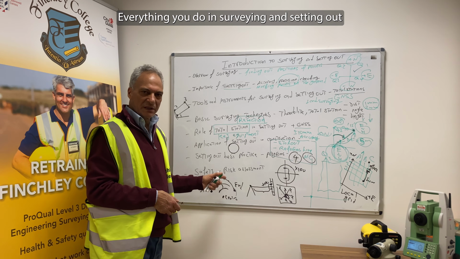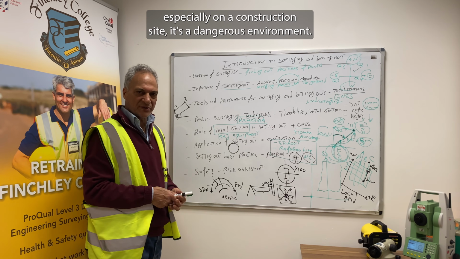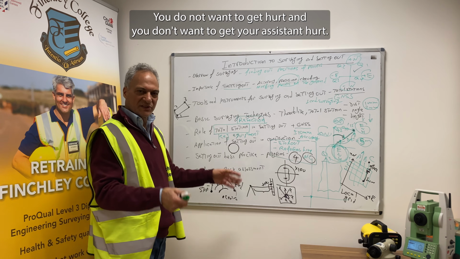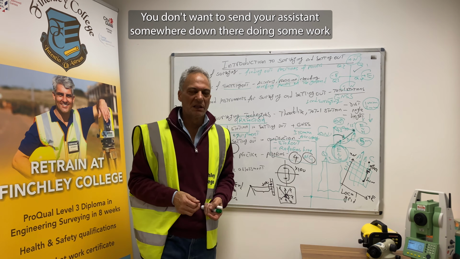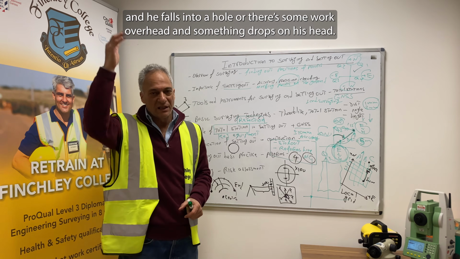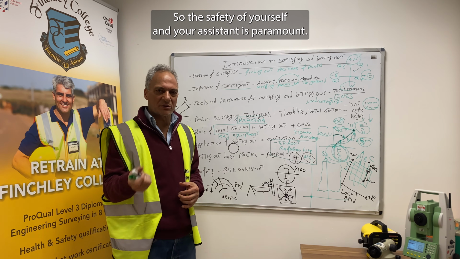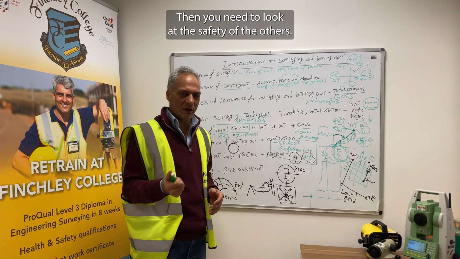Everything you do in surveying and setting out, you must make sure, especially on a construction site, it's a dangerous environment. You do not want to get hurt, and you don't want to get your assistant hurt. You don't want to send your assistant somewhere down there doing some work, and he falls into a hole. Or there's some work overhead, and something drops on his head. So the safety of yourself and your assistant is paramount. Then you need to look at the safety of the others.